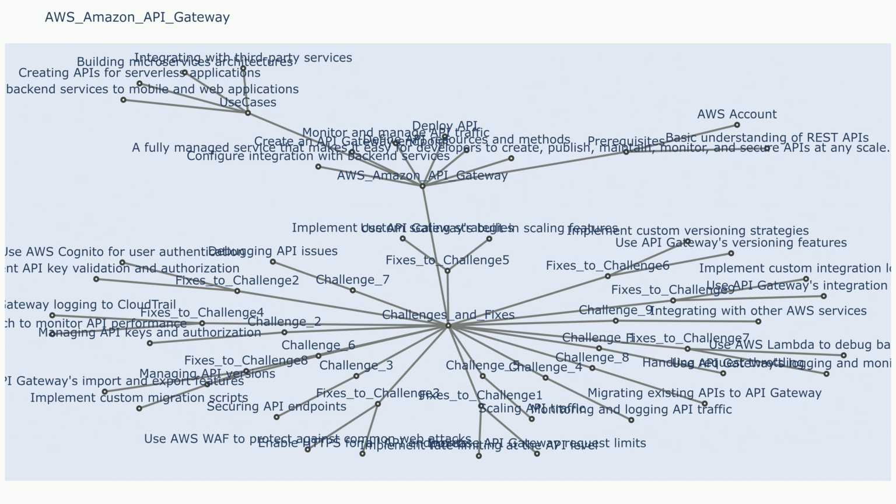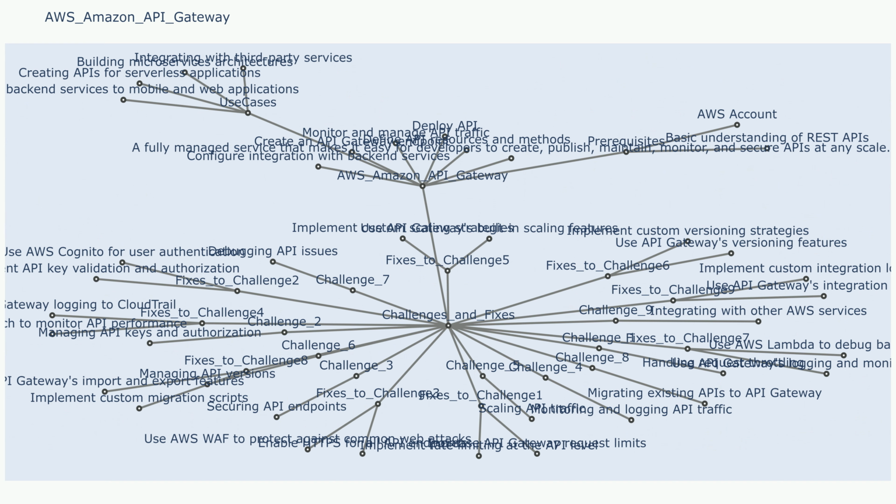Fixes to challenge 4. Use CloudWatch to monitor API performance. Enable API Gateway logging to CloudTrail. Use API Gateway's monitoring and logging features to track API performance, usage, and errors. Use CloudWatch logs to store and analyze API logs. Use CloudWatch alarms to set up alerts for API performance issues.